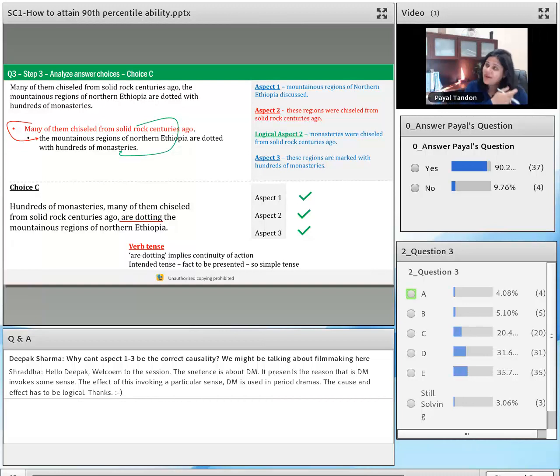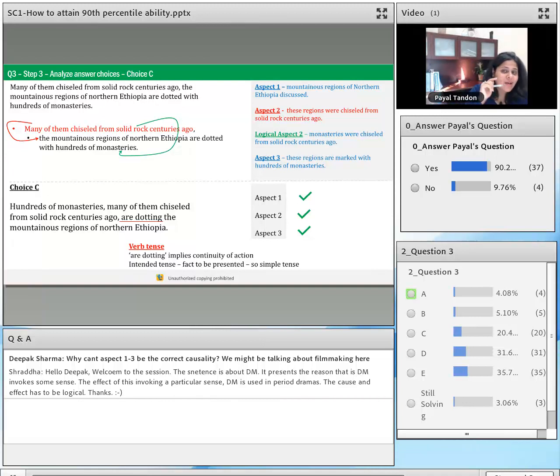And again, if you think about it, this verb tense error also leads to that meaning-based error. So again, when you read the sentence, are dotting the mountainous regions, you should question yourself: are these monasteries actually doing the action of dotting? Because that's what this verb tense, are dotting, implies.